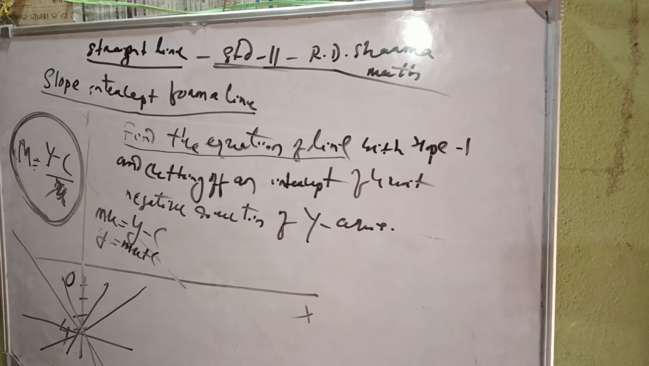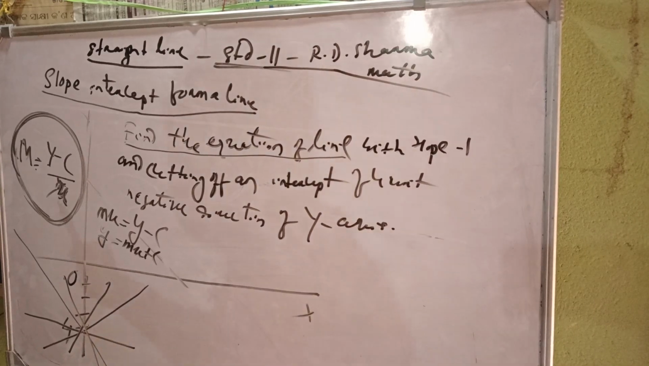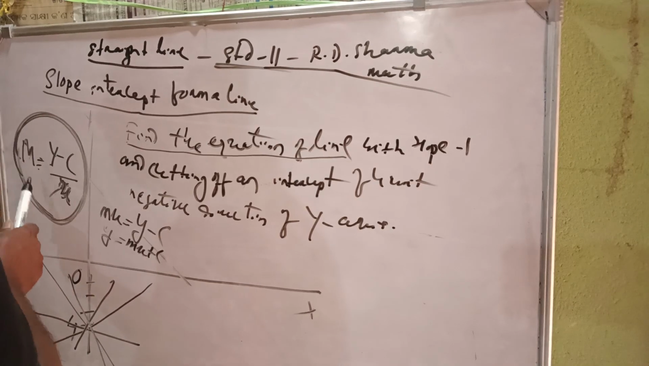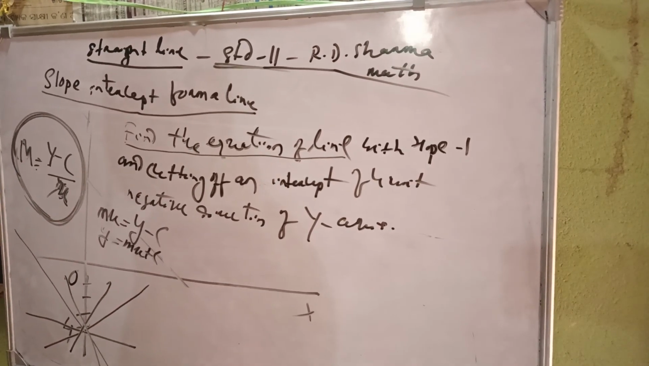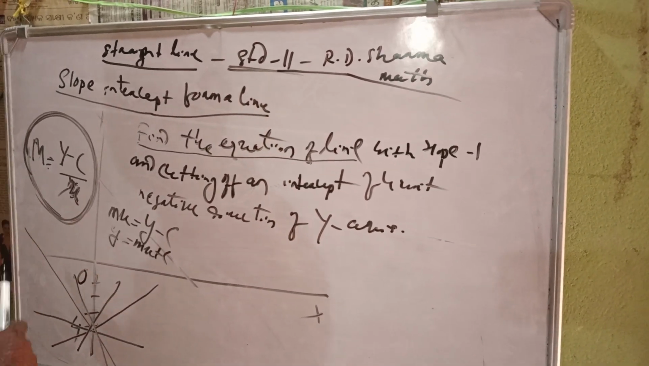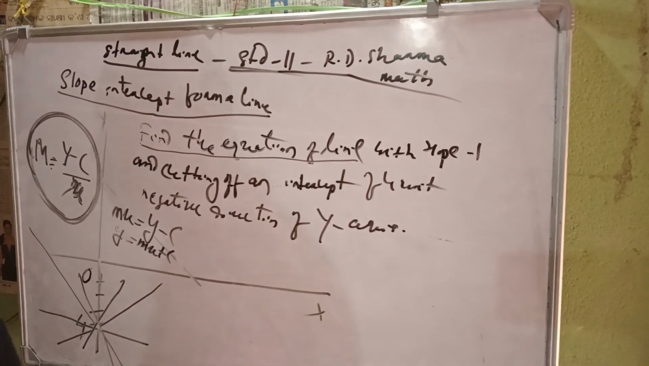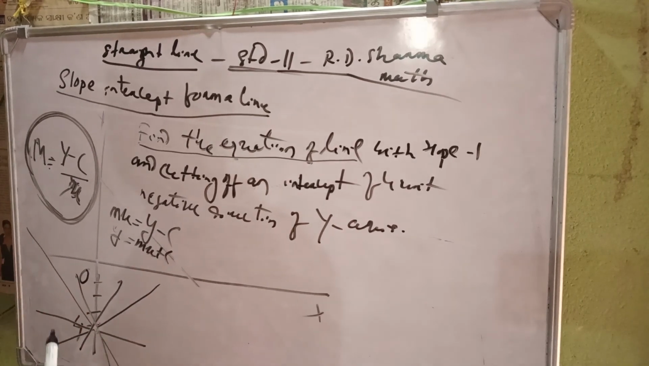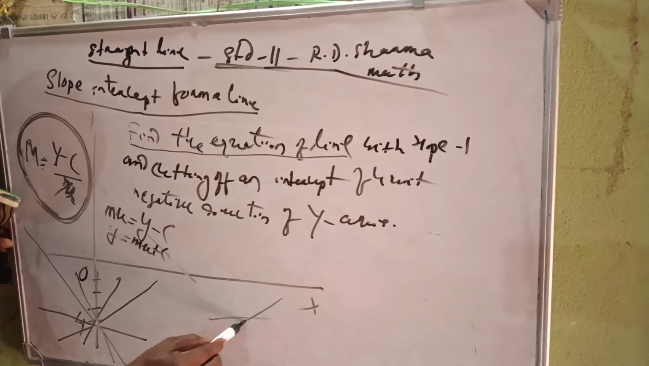Which point are you not understanding? Tell me. You see, what I am telling you, m is equal to y minus c by x. This is the slope intercept formula. Yesterday I told you, this is the slope intercept formula. By that formula, we can get the value of the equation.